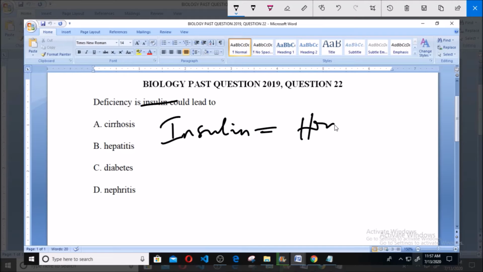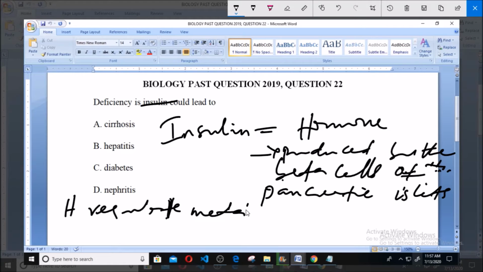Now what this insulin does is to regulate metabolism. So insulin regulates metabolism by promoting the absorption of glucose.